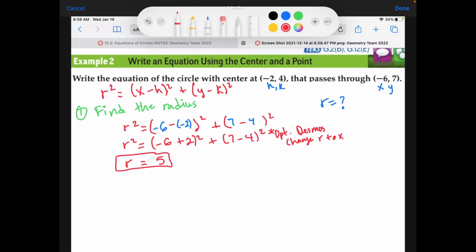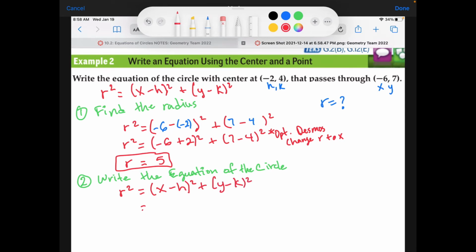So now that we know that your radius is 5, we have everything we need to write the equation of a circle. Remember, all we need to know is the center and the radius. All right, so let's plug it into the equation. Remember, the equation is r squared equals (x minus h) squared plus (y minus k) squared. We're going to replace your r with 5 squared. We're going to leave x and y intact, and we'll just write the center of the circle.